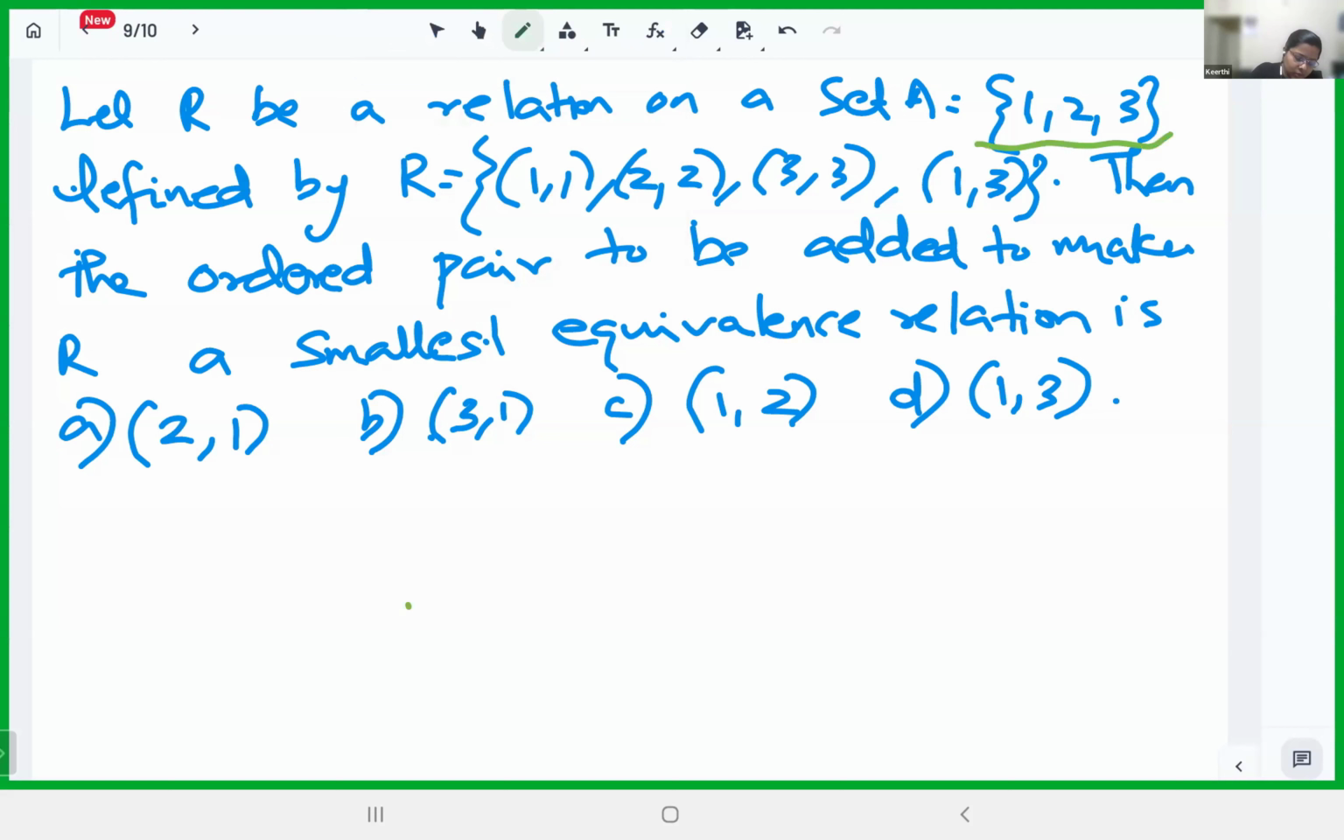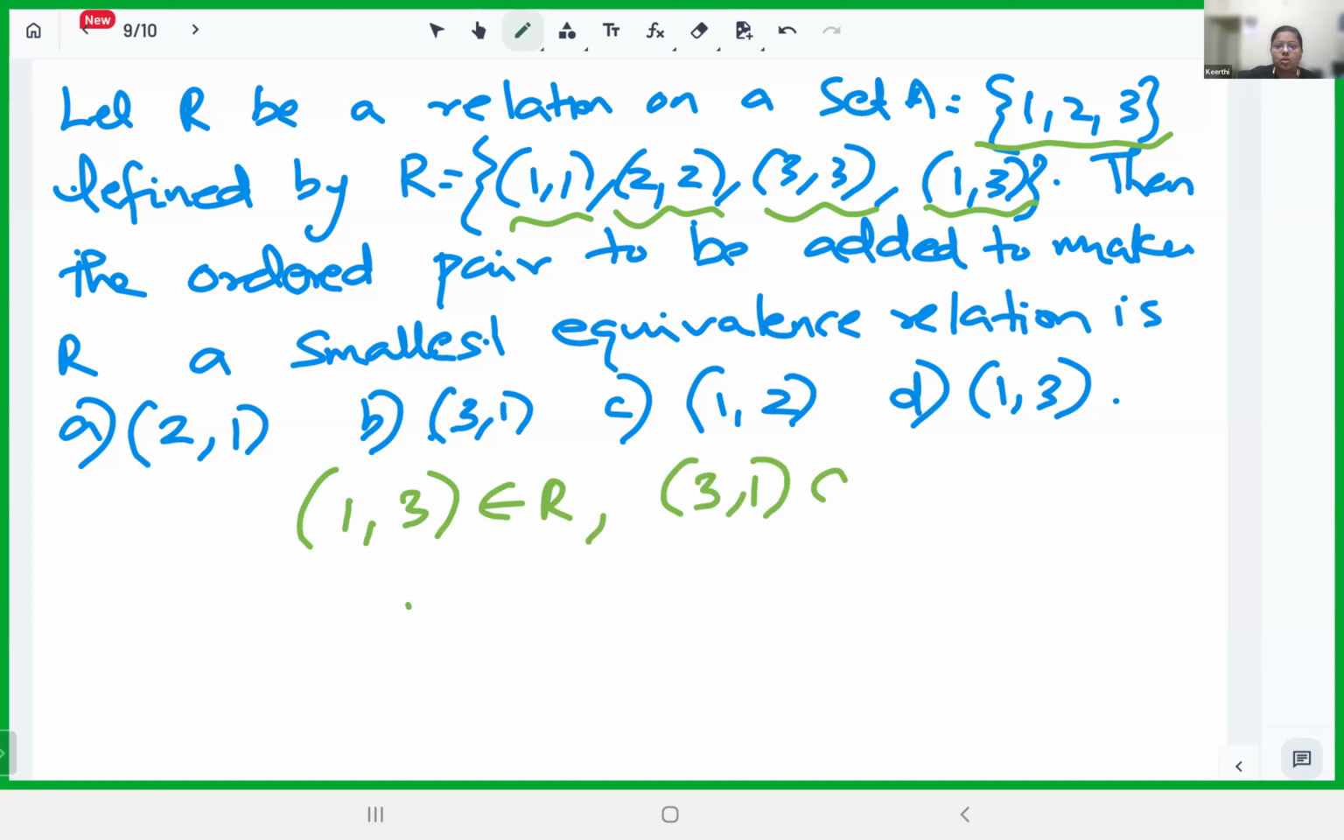Here you can see (1,1), (2,2) and (3,3) belong to R. Now there is an extra element, (1,3). To make it symmetric, if (1,3) belongs to R, then the ordered pair (3,1) should also belong to R in order to make that relation a symmetric relation, right?